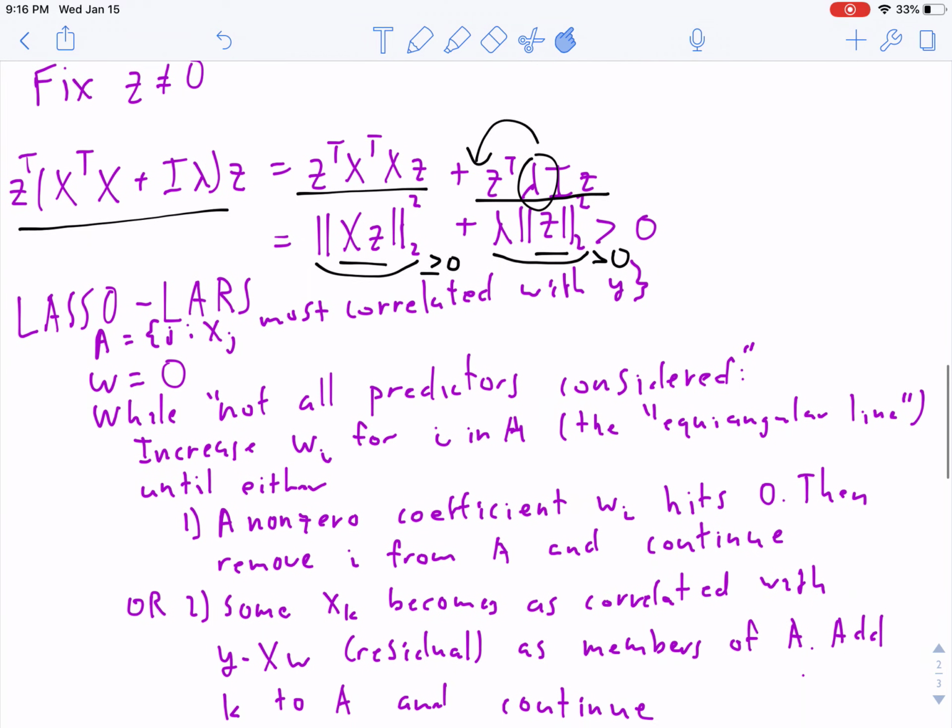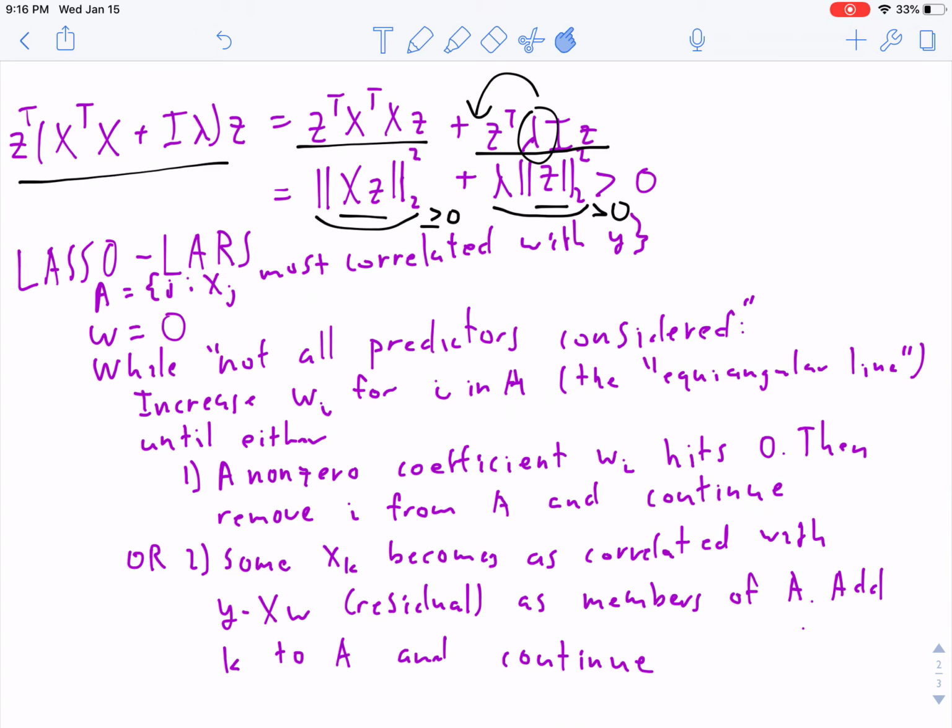So basically, the strategy is that we're going to look at all the different x dimensions. We're going to pick the one that's most correlated with the residual, right? Because if we have an error term, we want to start and increase the coefficient for the x dimension that's most correlated with that until we run into issues. So first, we're going to initialize all the weights to be equal to 0, and A is going to be the set of x dimensions that we're working with. The first x dimension that we want to work with is just the one that's most correlated with y.